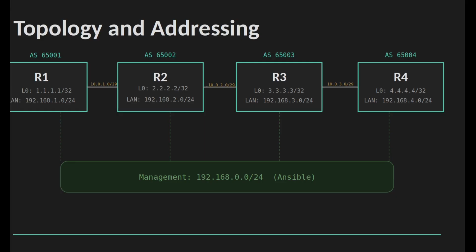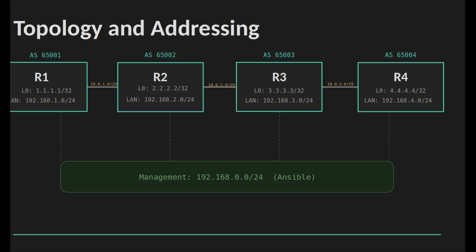This is a linear eBGP topology. 4 routers, each in its own AS, connected in sequence. R1 peers with R2, R2 peers with R1 and R3, R3 peers with R2 and R4. Every transit link is a /29. Each router also has a loopback used as its BGP router ID and a LAN segment it advertises into BGP.